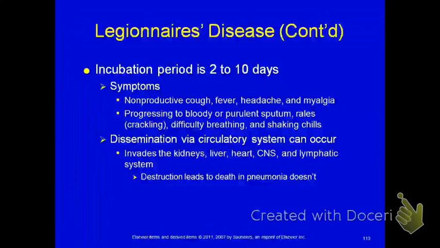Okay, so the incubation period would be from 2 to 10 days. Symptoms would include non-productive cough, fever, headache, myalgia or muscle ache. It would progress to bloody or purulent sputum. So you'll have rales or crackling sounds, difficulty in breathing, and shaking chills. So dissemination by the circulatory system can occur. Eventually, the organisms will invade the kidneys, liver, heart, CNS, and lymphatic system.